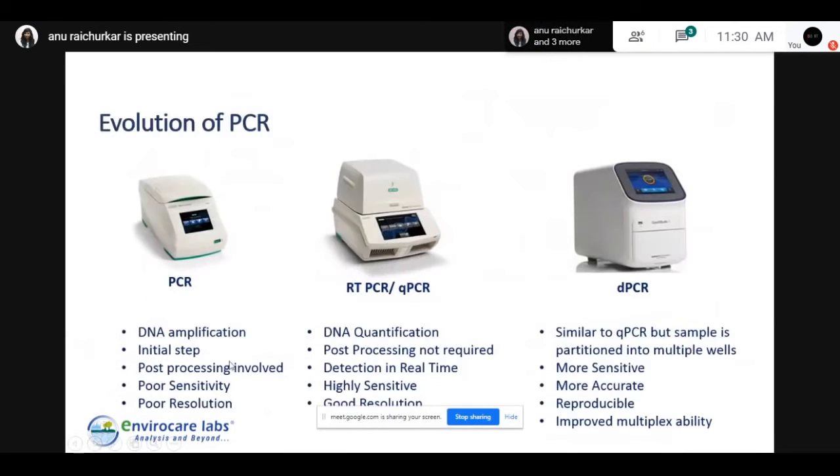Now that we have seen how PCR and RT-PCR work, let's look at how this technique has evolved over a period of years. The first principle which I explained was PCR, that is polymerase chain reaction. This is used for amplification of DNA. This is a very basic step, like I mentioned. But there are some challenges when you use PCR. First thing is it is extremely time consuming.